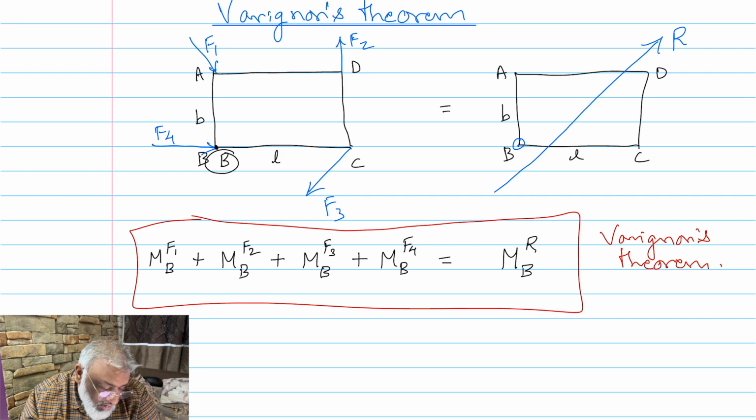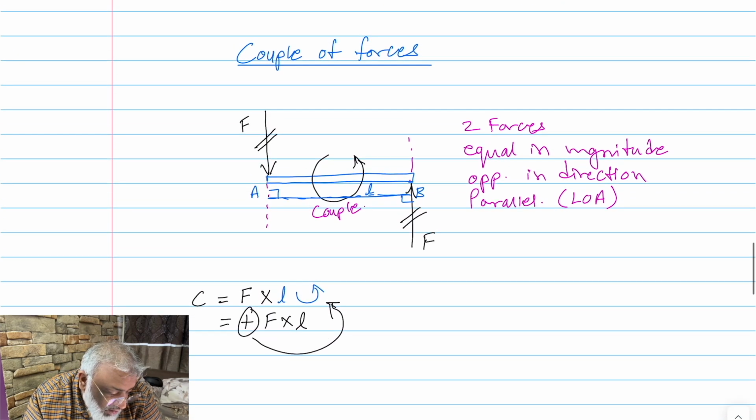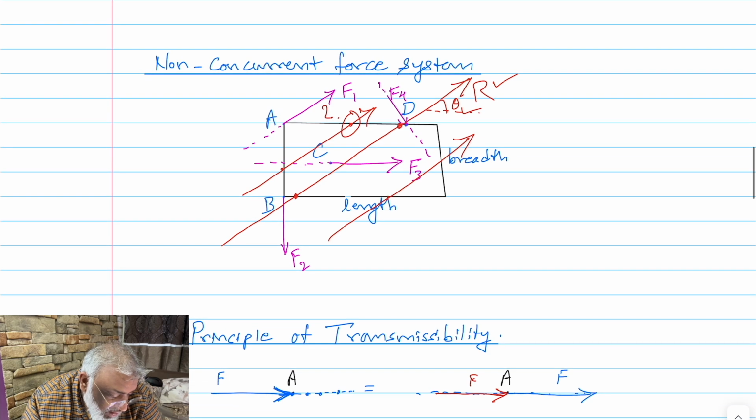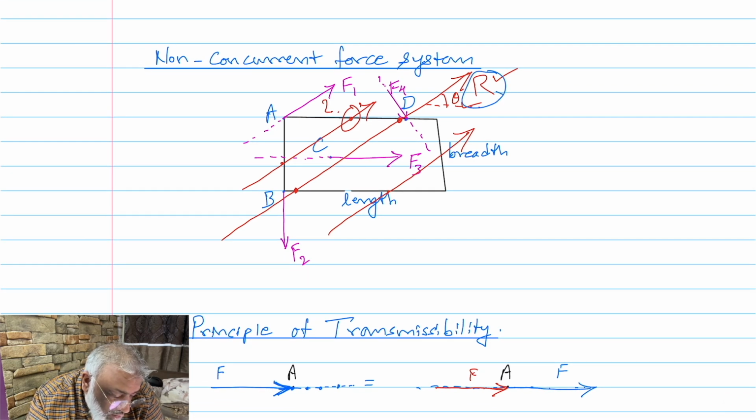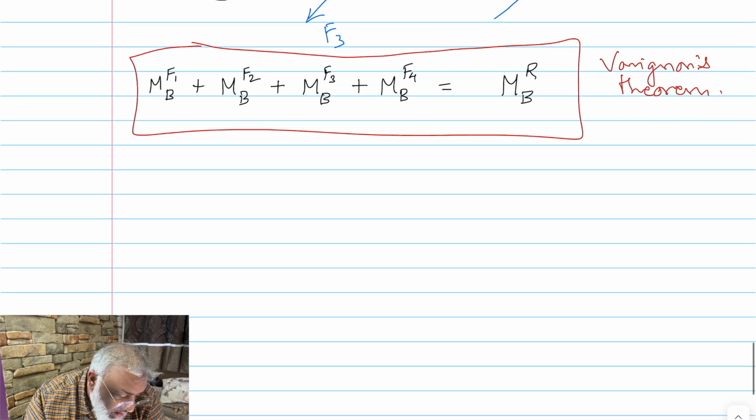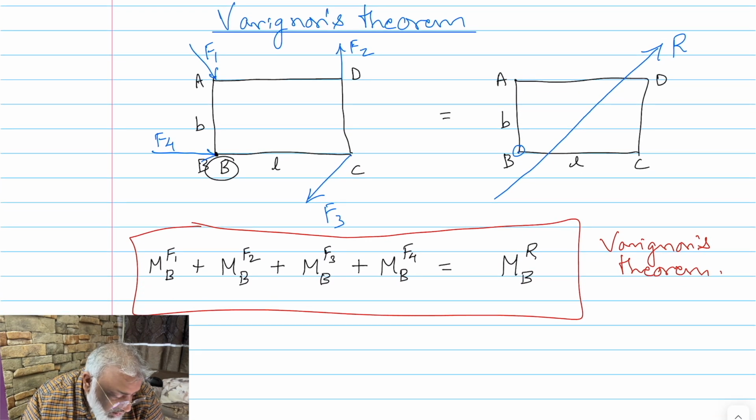And how do we use this Varignon's theorem? That we'll see in the actual problem. But basically, the use of Varignon's theorem is to locate the position of the resultant in a non-concurrent force system. If you remember, when I explained the non-concurrent force system, I explained how to locate the point on the body at which the resultant is acting. That is difficult, and to do that we use Varignon's theorem. Okay, so this is where we reach the last concept on resultant of forces.